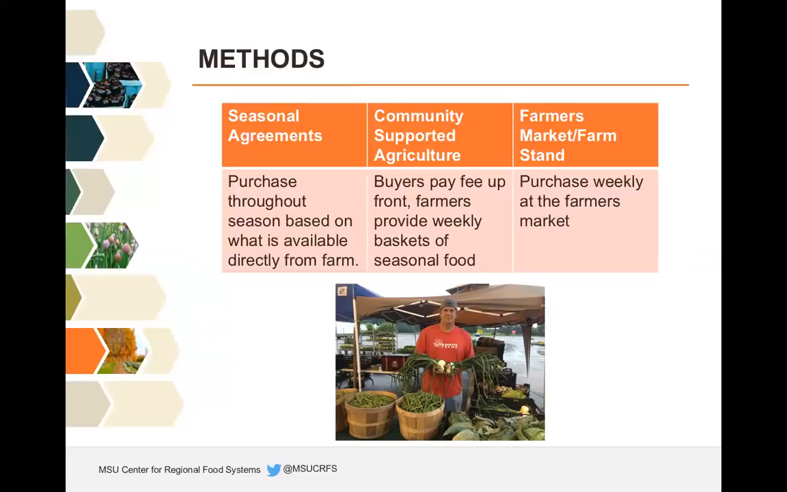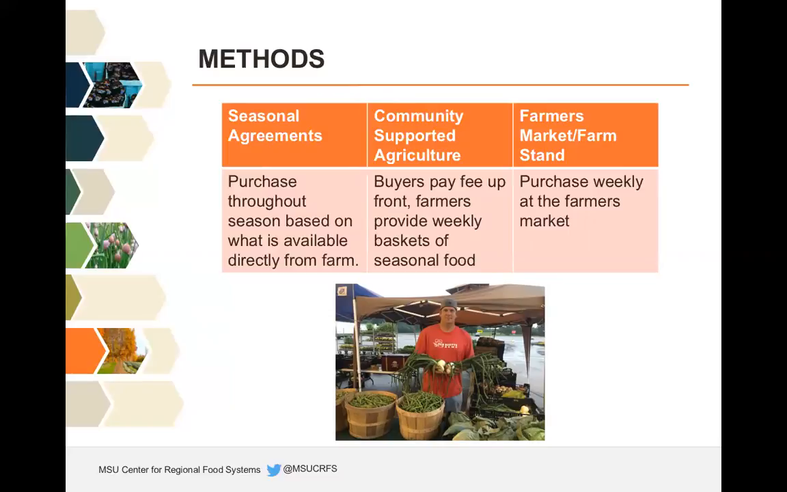CSAs are agreements entered into where the shareholder, or the customer, pays the entire cost of the season up front and is then given a basket of seasonal product each week. For programs new to seasonal purchasing, this is a great way to learn what's in season when and get to experiment with new foods, as well as introduce children to new fruits and vegetables they may not be familiar with.